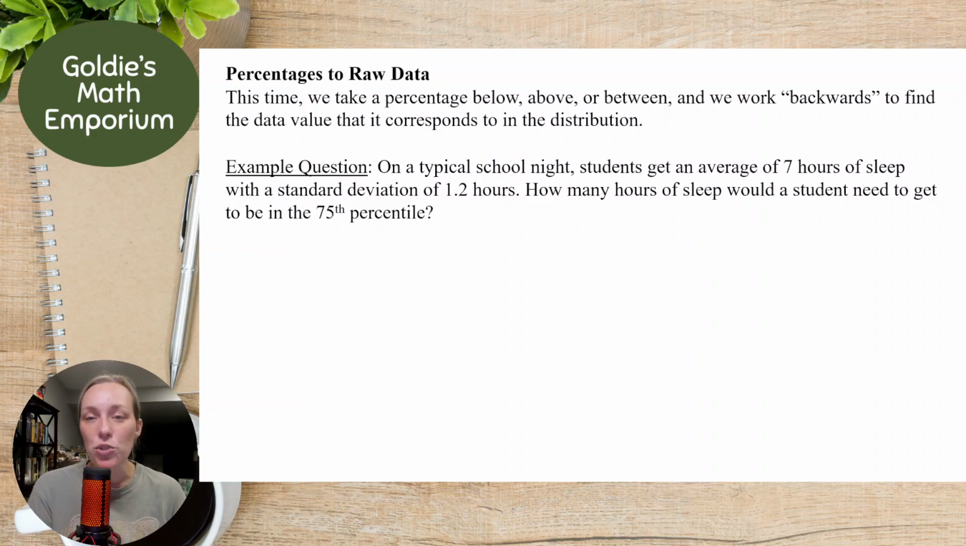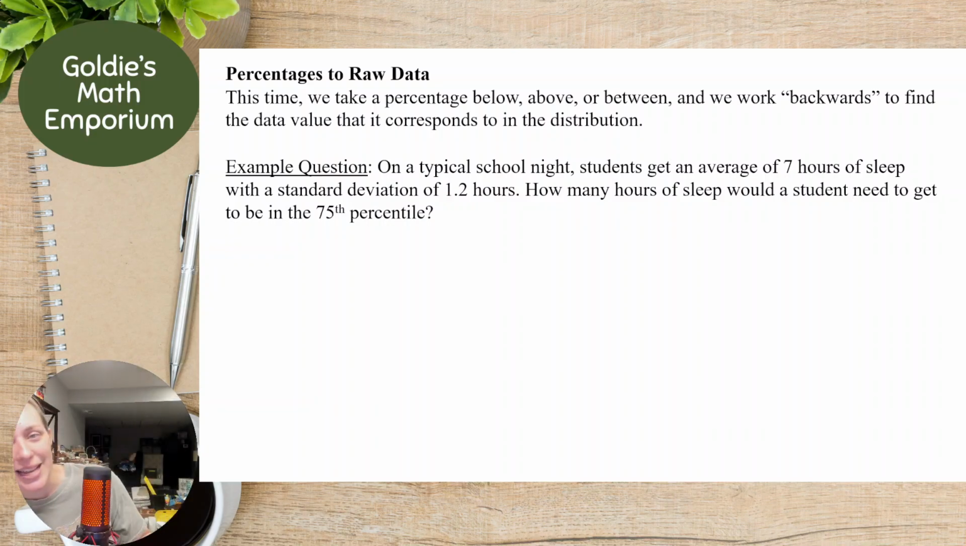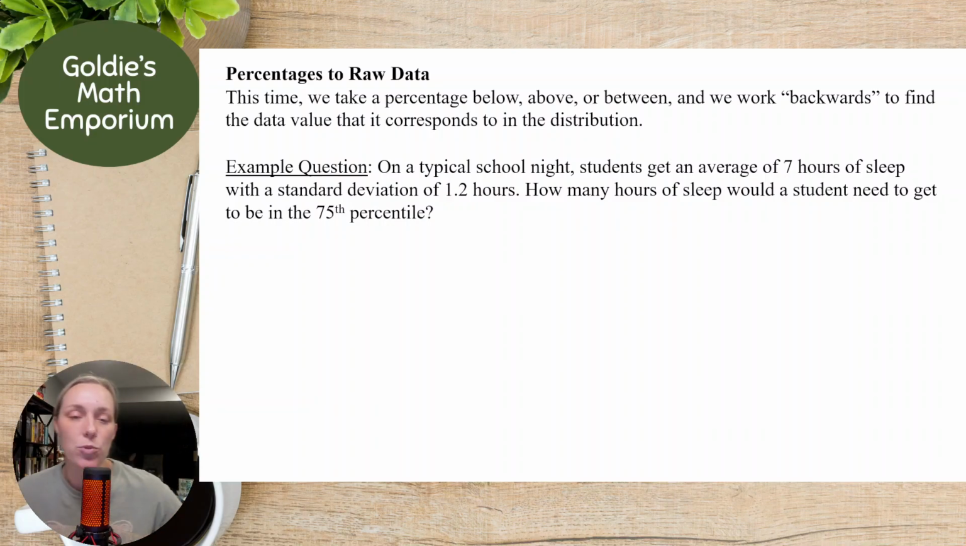Okay. On a typical school night, students get 7 hours of sleep with a standard deviation of 1.2 hours. Okay. Assume it follows a normal distribution. How many hours of sleep would a student need to get to be in the 75th percentile? So look at how that question is worded. How many hours of sleep?